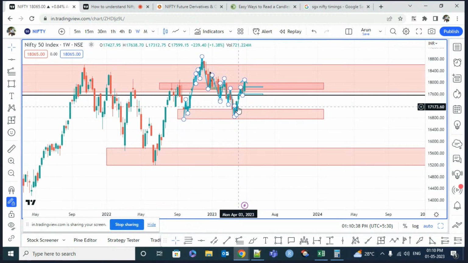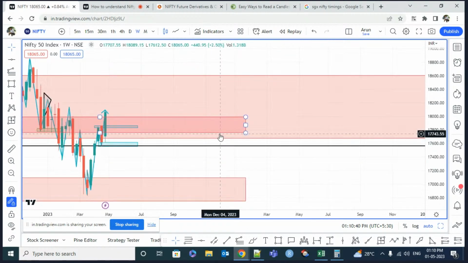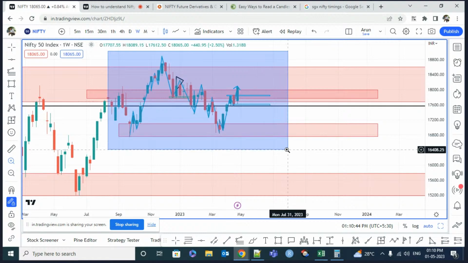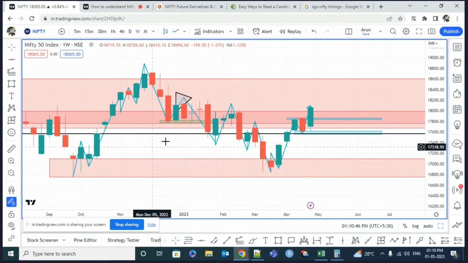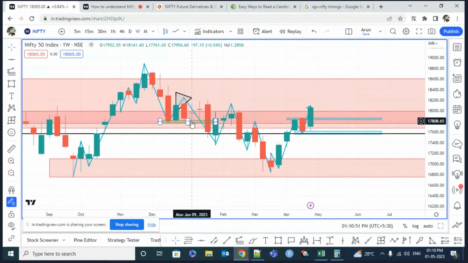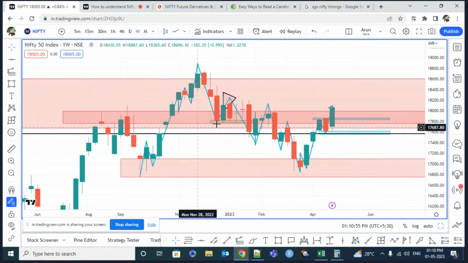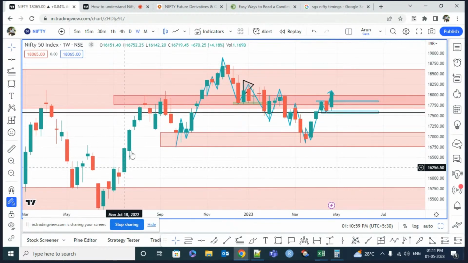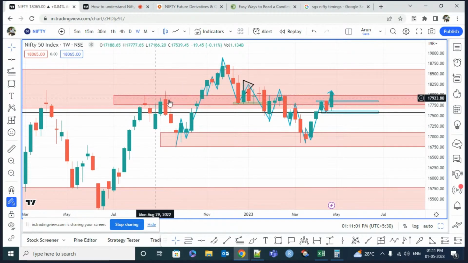Let me delete this. I think this is too much. You can't see here. Let me zoom in. Yeah, you see, this was the one which we were looking for. Then we have sold here in the market. From here it took time and then broke down. If you see here, we were on the weekly support. The weekly support was too strong here. That is the reason it took time to break.